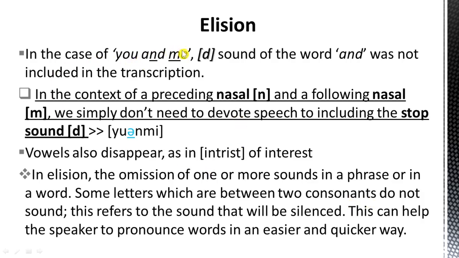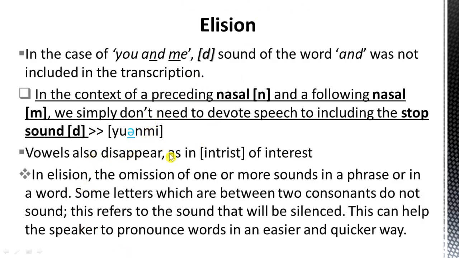Listen, you can see the case of "you and me." With this, the t sound of the word "and" is not included in the pronunciation. In the context of a preceding nasal sound and a following nasal, we simply don't need to devote speech to including the stop sound t. For example, "you and me", so no more t sound here.